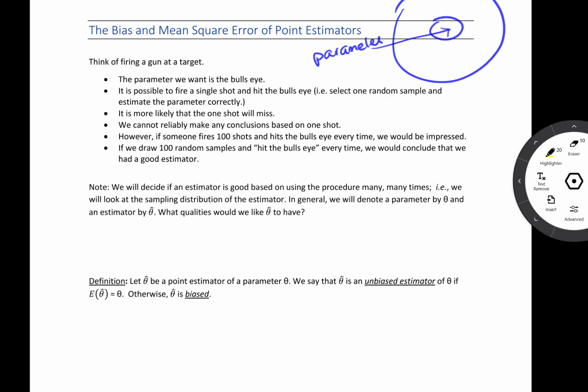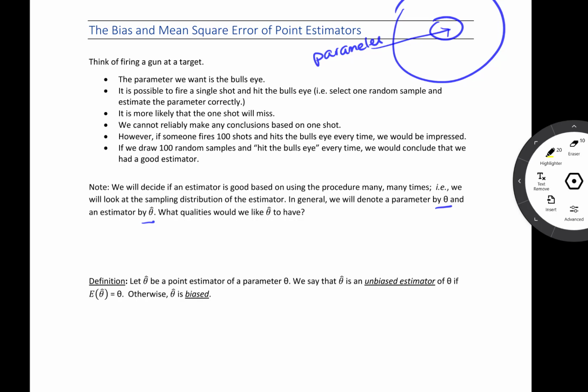In other words, we look at the sampling distribution of the estimator. In general, we're going to denote the parameter by theta and the estimator by theta hat. The reason we're doing this is that it's generic enough, whether we're talking about mu or p or sigma. We're just going to use theta as a generic way to denote the parameter of interest.